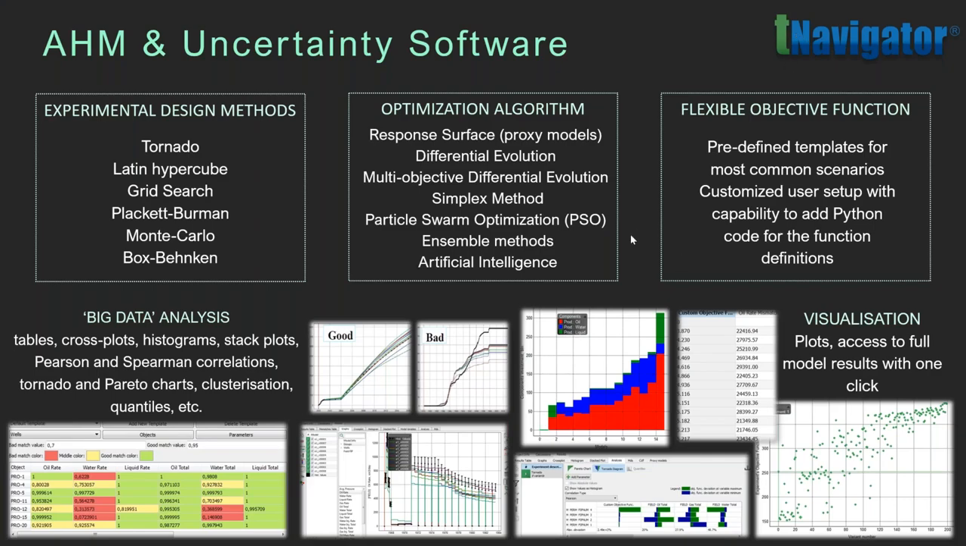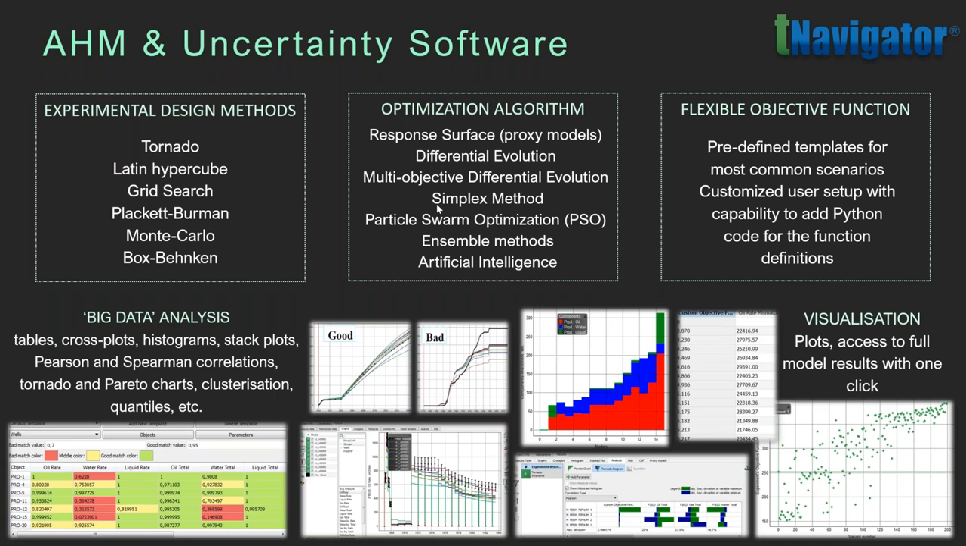Sorry for the issue. So once again, experimental design methods. They search through the solution space. Second thing is optimization algorithms. They allow you to iteratively move and improve the objective function, which can be either minimizing mismatch for the assisted history matching process, or, on the other hand, for production optimization, you can increase oil production, cumulative oil production, NPV, or any other criteria. This is the list of methods available in tNavigator.